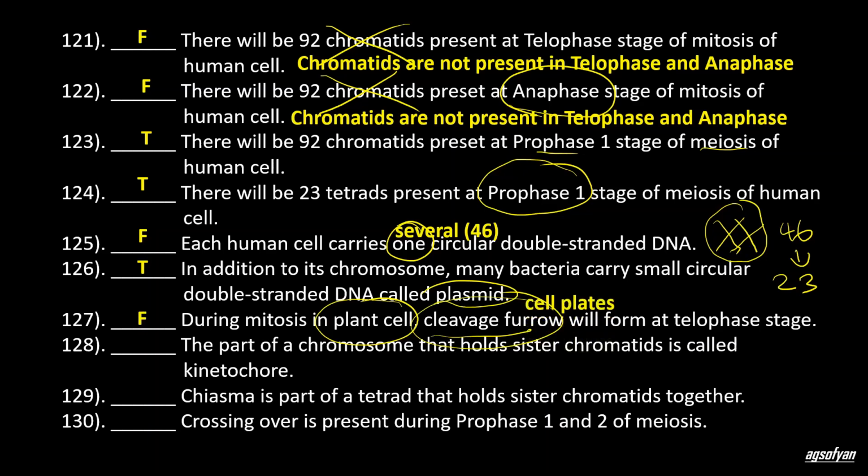The part of chromosome that holds sister chromatids is called kinetochore, which is not correct. The one that holds the sister chromatids together is called the centromere.